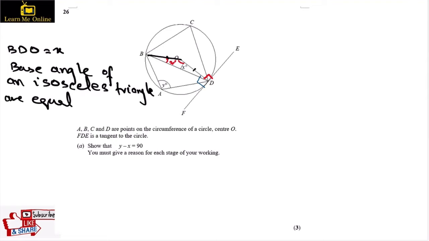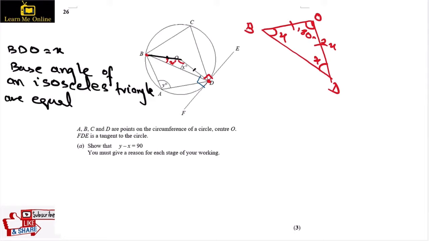So if I draw this triangle over here, this is what we are having. We say that the base angles are the same. So this is x. We said this is x. I'm going to label that: this is B here, then this is D here, and this is O here. Okay. The angles in a triangle always add up to 180. So this angle would be 180 minus 2x.